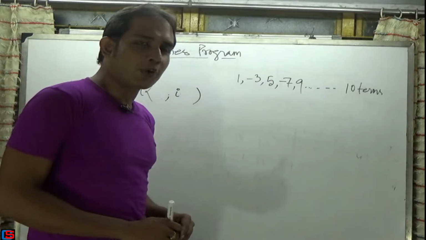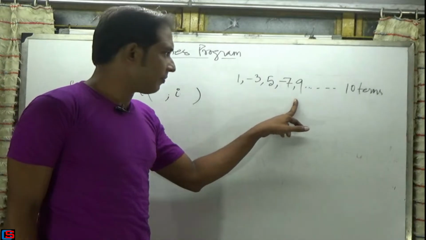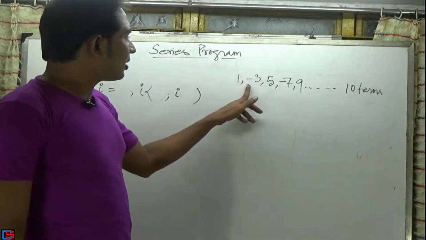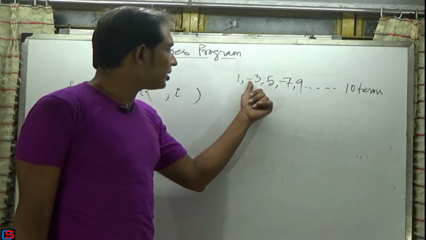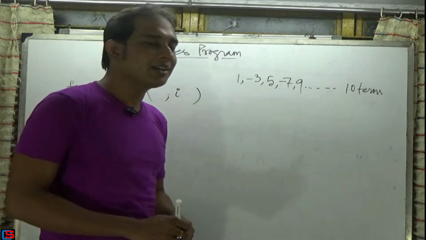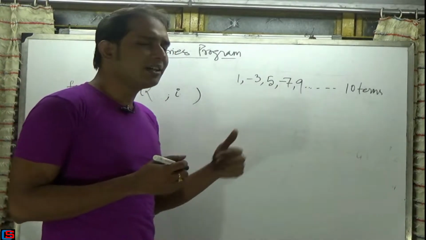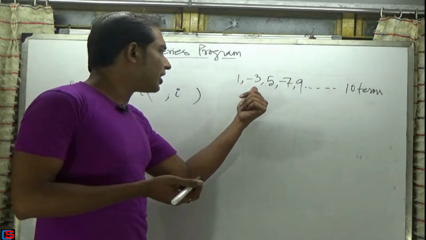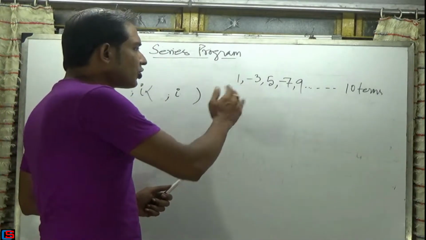Now the next series program is 1, -3, 5, -7 and 9. In this series program, only the minus sign is given here, so just forget the minus sign, and imagine that it is a positive sign. Now, how will the series be generated?